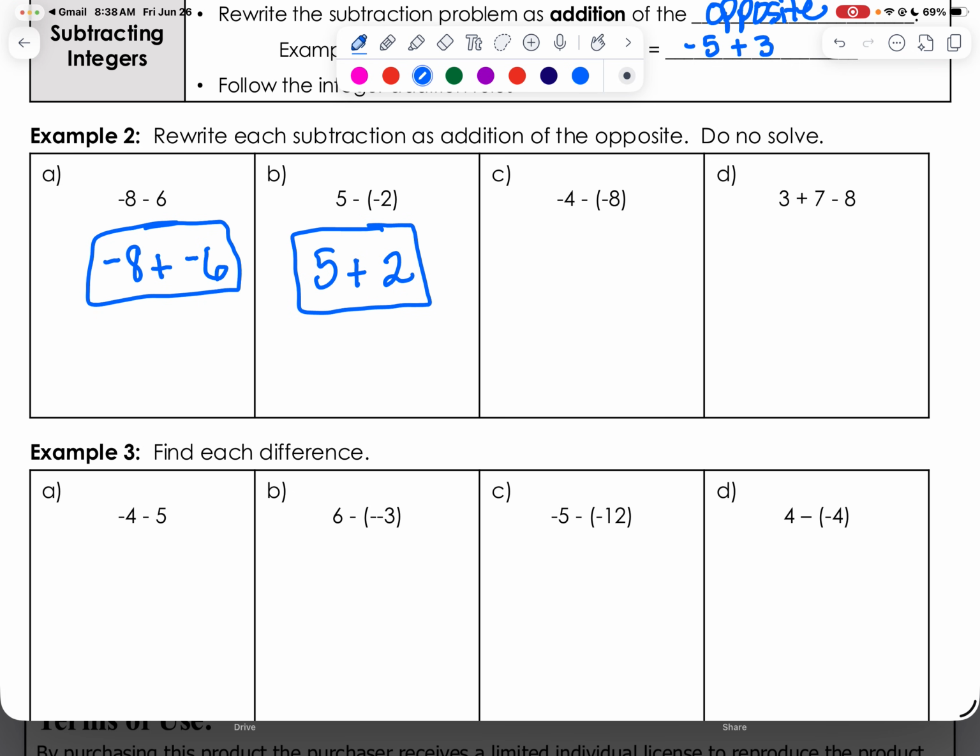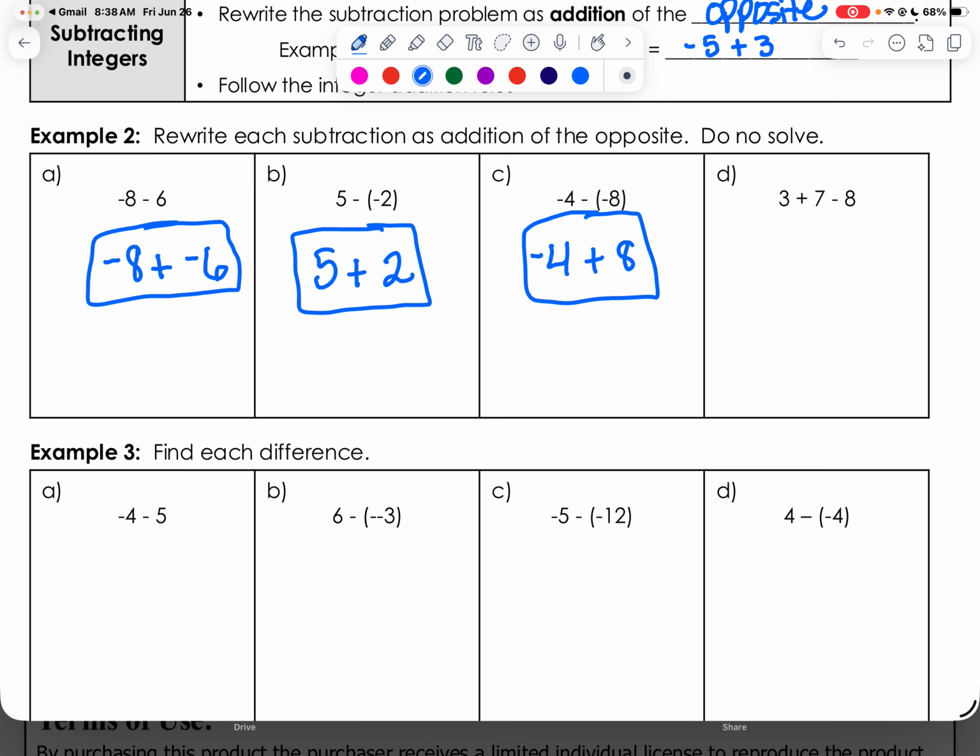Negative 4 minus negative 8. Pause the video and try this problem on your own, and then press play when you're ready to check your answer. All right, welcome back. Let's see if you got this right. This would be negative 4 plus positive 8.